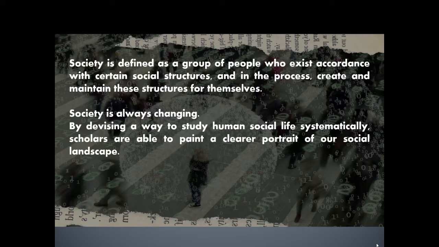Society is defined as a group of people who exist in accordance with certain social structures and in the process create and maintain these structures for themselves. Society is always changing. It is dynamic. It changes in time. By devising a way to study human social life systematically, scholars are able to paint a clear portrait of our social landscape as they study society, related to culture and related to human beings.